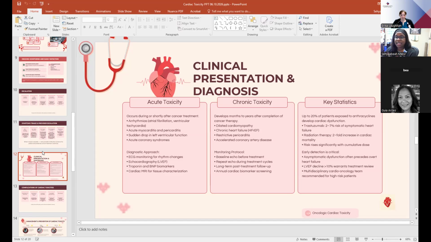Chronic toxicity develops months to years after completing the cancer therapy. So they might have a dilated cardiomyopathy. They might have issues with chronic heart failure, which is the HFrEF, restrictive pericarditis. So we're monitoring their baseline echo before continuing their treatment, repeating an echo during each treatment cycle, and then annual cardiac biomarker screenings for these patients.